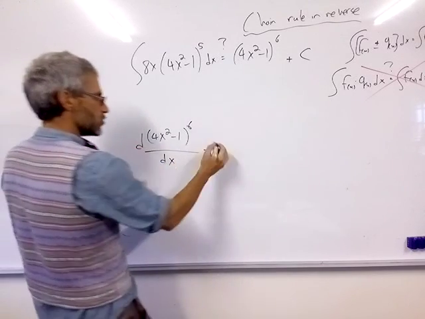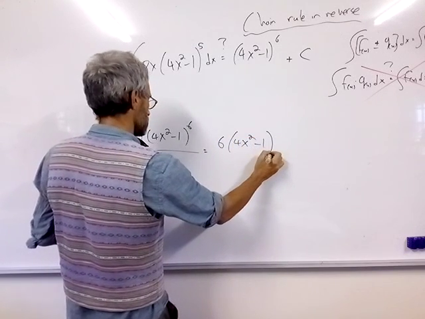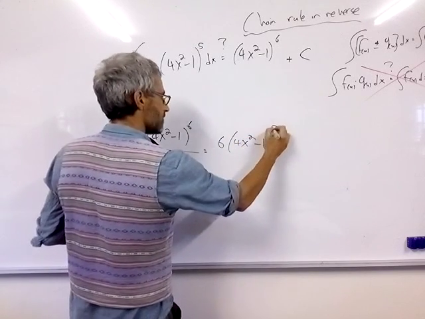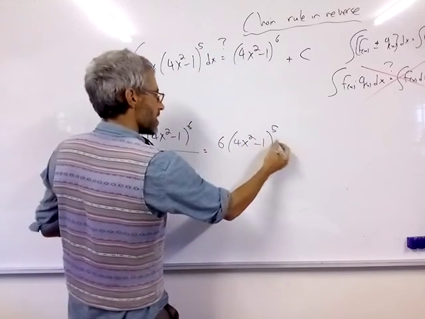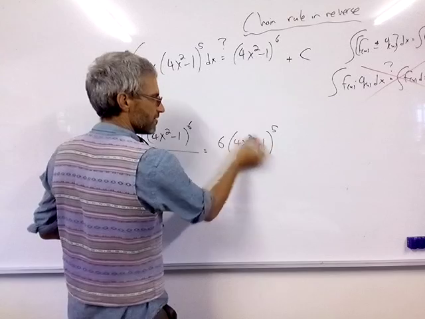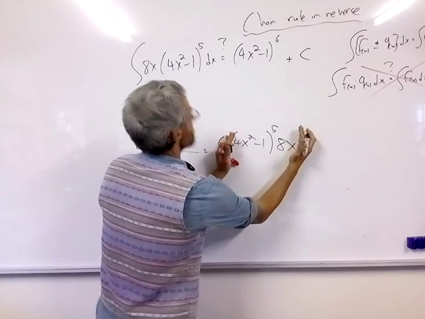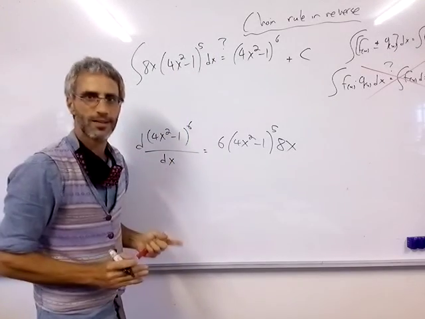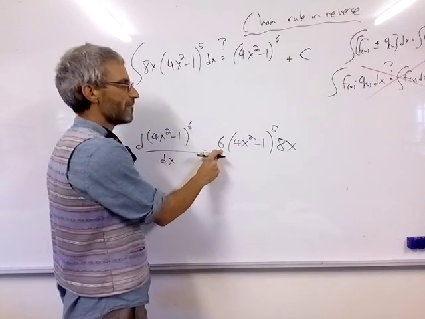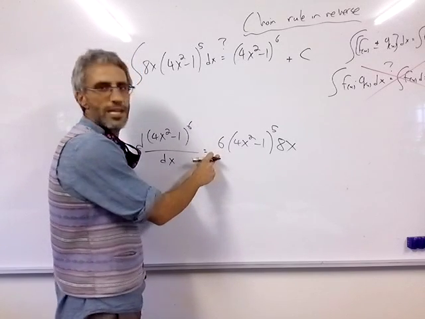The answer is going to be 6, 4x squared minus 1 power 5. So far so good, I've got power 5. And now I need to multiply by the derivative of this, which is 8x. Now that, if I could just take that, that's exactly this. So that seems to be all right, but I have that annoying 6 bit. I need to get rid of that annoying 6.